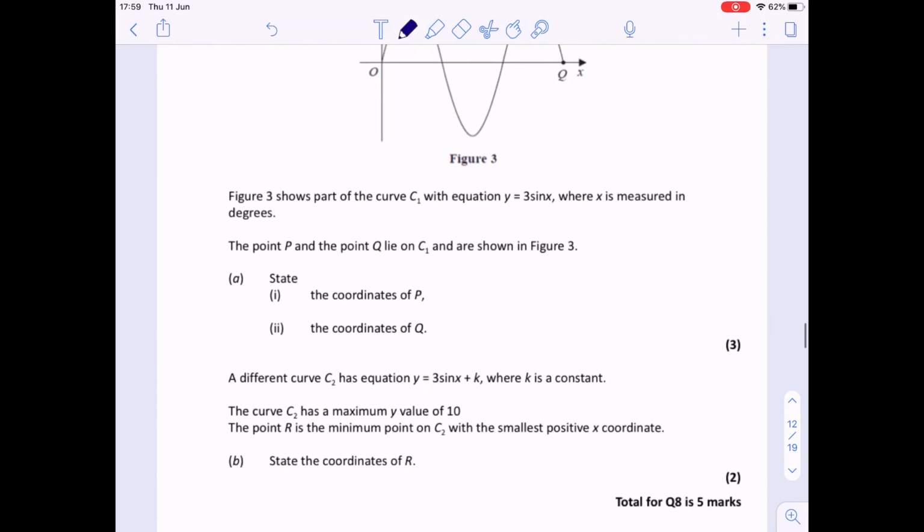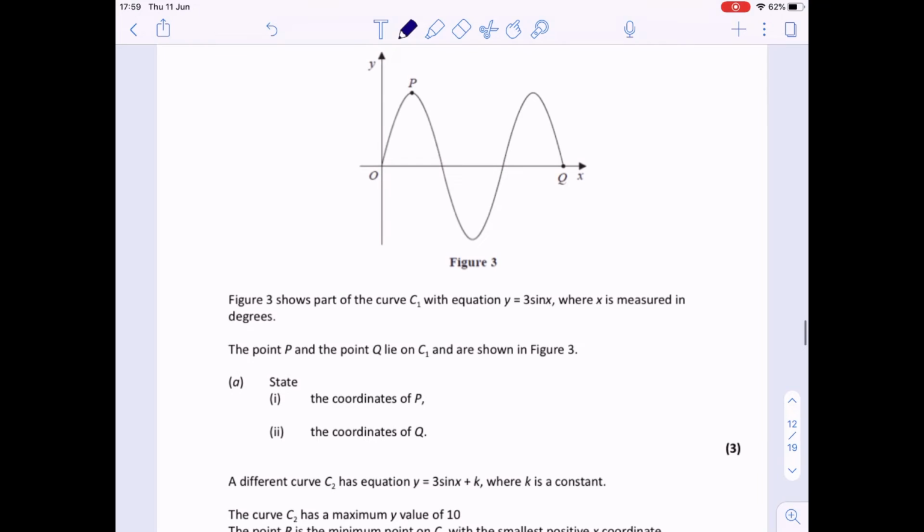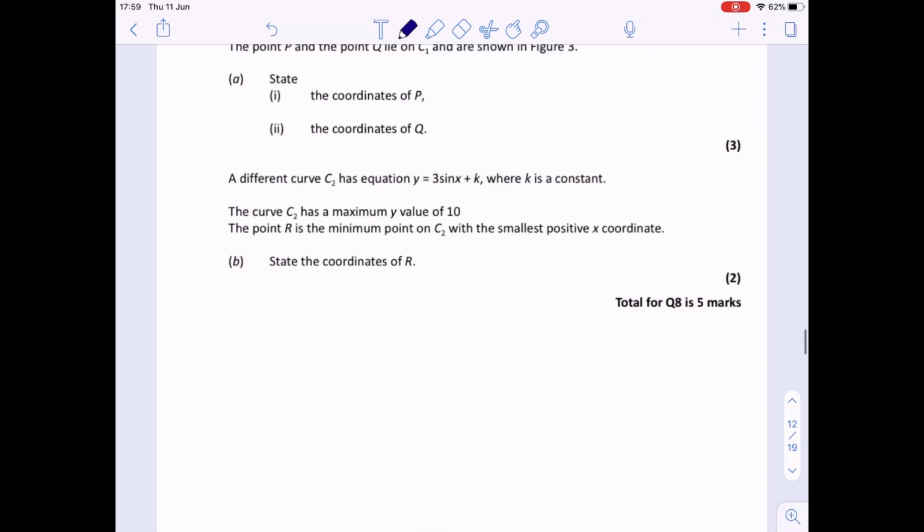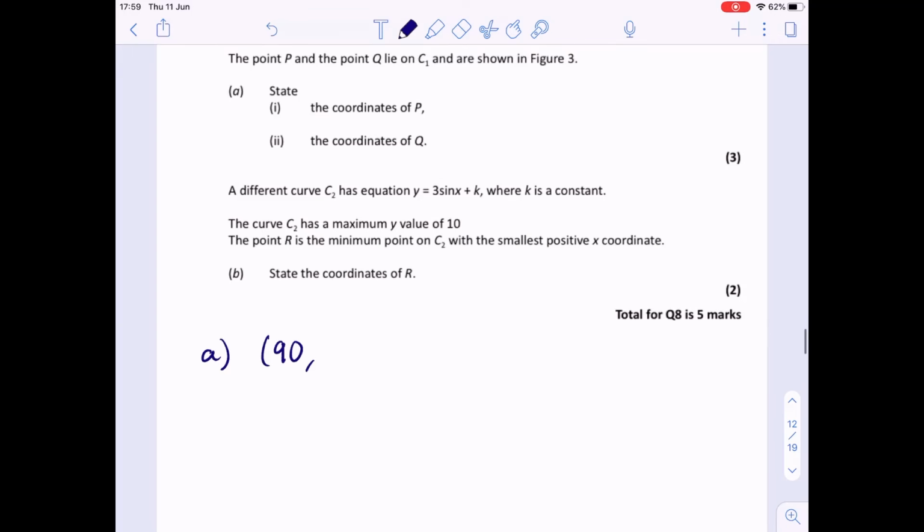Okay, question 8. We have a graph. It is the graph of y equals 3 sine x. So it's our normal graph of sine x, but stretched by a factor of 3 outwards. And we're being asked to state the coordinates of P. Well, this is normally at 90 degrees. We are working in degrees. Now, normally sine hits at 1, but if it's been stretched out by a scale factor of 3, this is now going to be at 3. So the coordinates of P are going to be 90, 3.